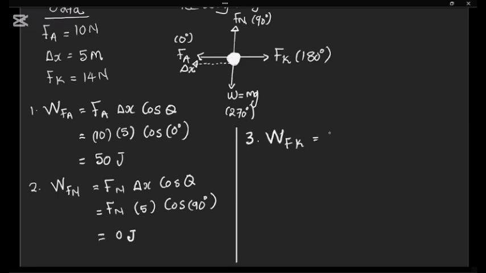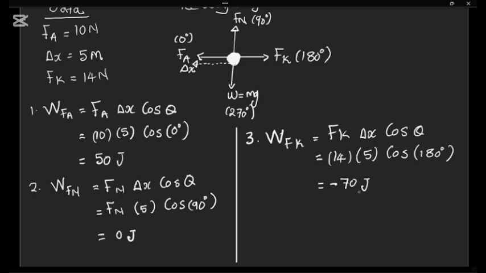Then we move to number 3, we calculate the work done by Fk. Work done by Fk is equal to Fk multiplied by change in x cos of theta. You plug in, you are given Fk as 14, delta x as 5, cos of 180 degrees. If you punch into your calculator, this will give you negative 70 joules, which is your unit.